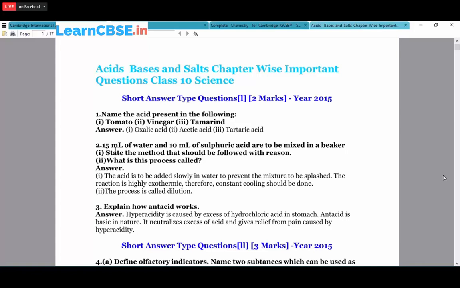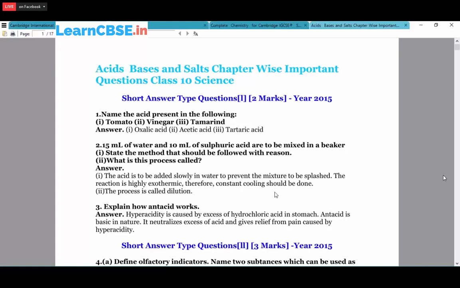Second question, 15 ml of water and 10 ml of sulfuric acid are to be mixed in a beaker. State the method that should be followed with reason. Always we have to add the acid to the water, not water to the acid. The acid is added slowly in water to prevent the mixture from splashing, because it is a highly exothermic reaction. Exothermic means it releases a lot of heat. To avoid that, we have to add the acid slowly to the water.